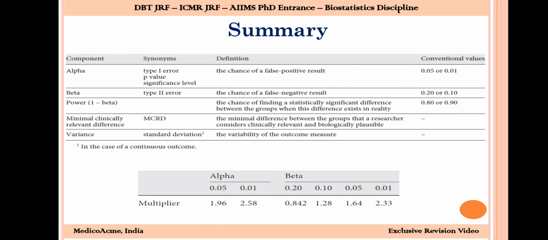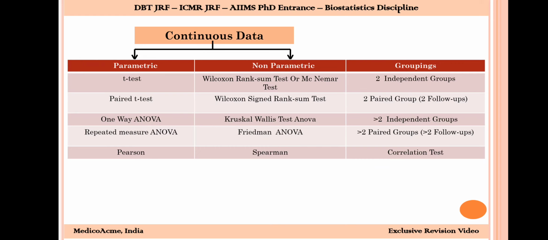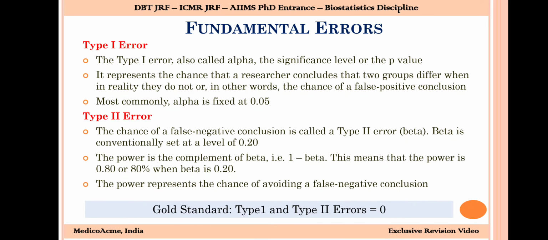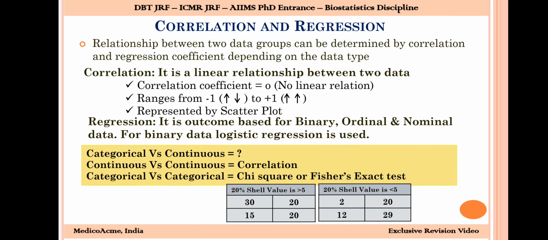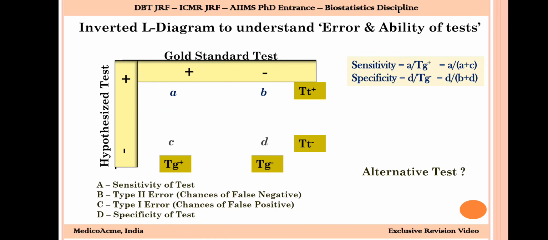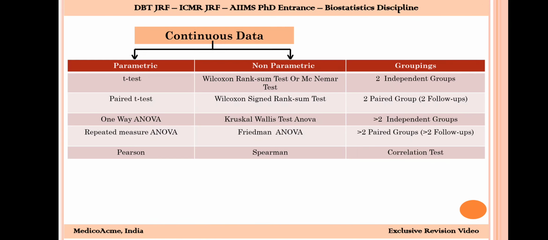So no need to remember these conventional values, just remember the components which are given, and the upper table you must remember. This is the crux of the lecture, and this is the second crux of the lecture. Suppose in the very first slide, you can see that categorical versus continuous correlation is very important.